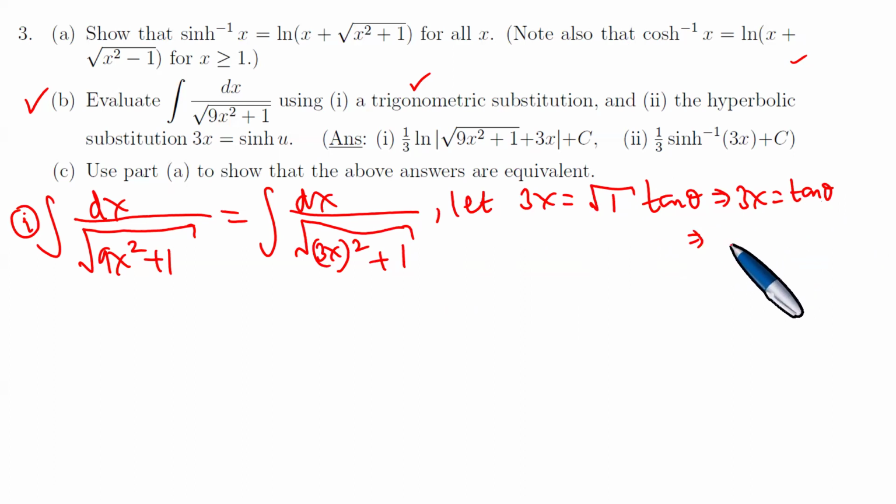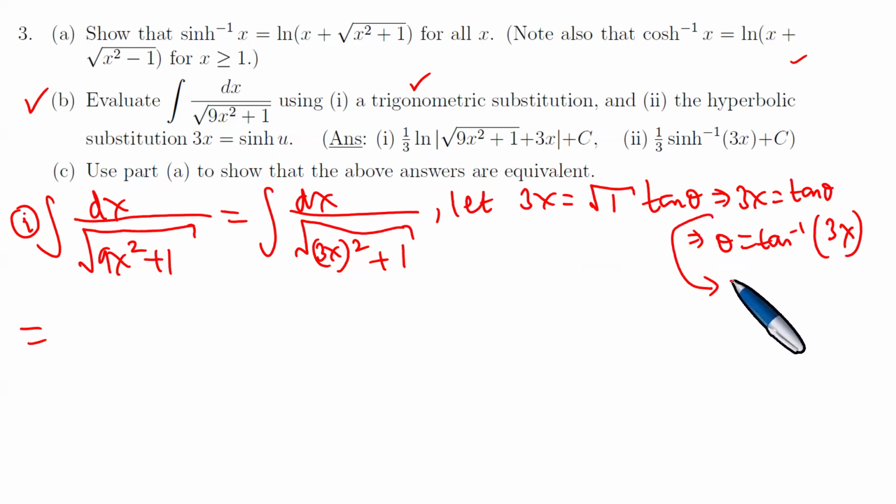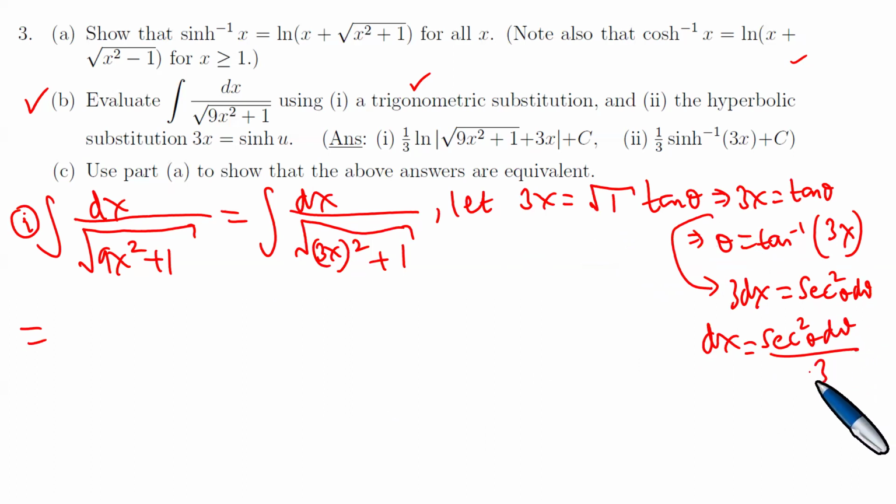What is theta? So this is the case, yeah? And then we can do a couple of things, but let us do this one. It's very easy. When 3x is the tan, what is 3dx? The derivative of the tan is sec squared theta d theta, yeah? So dx is equal to sec squared theta d theta over 3.